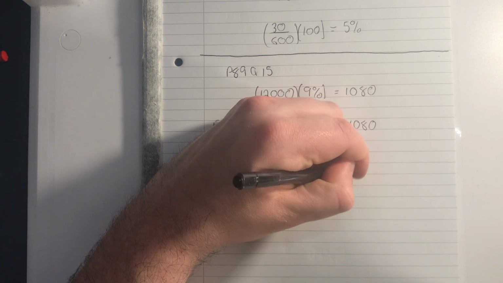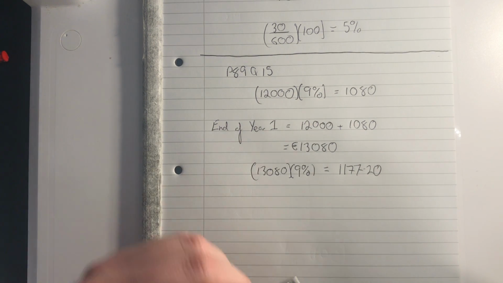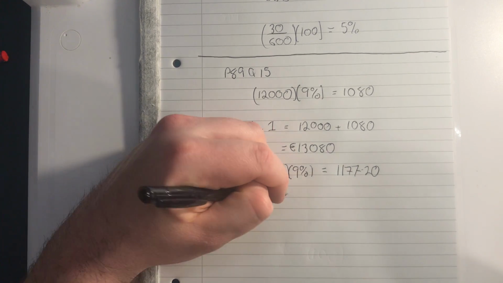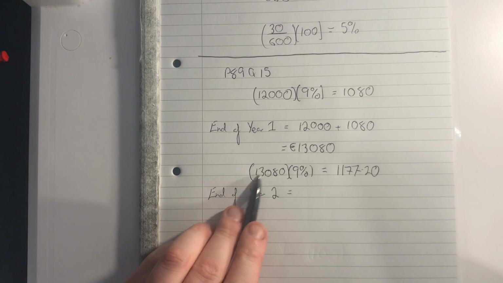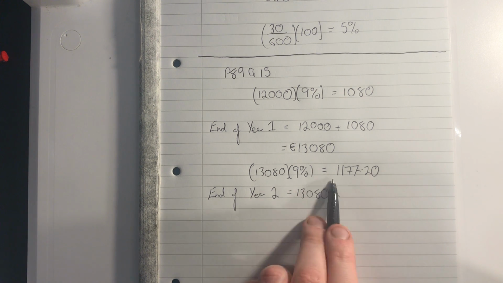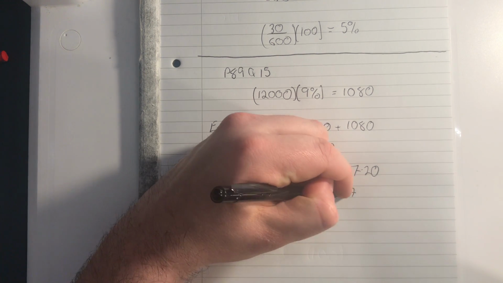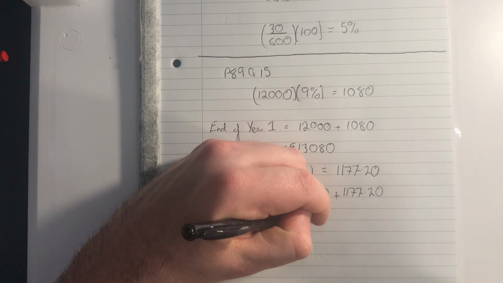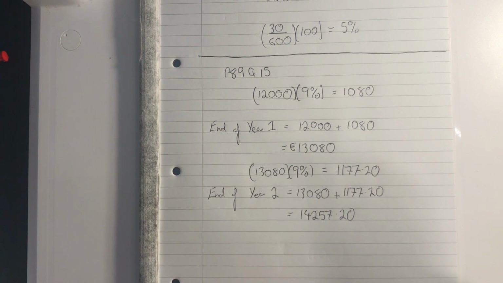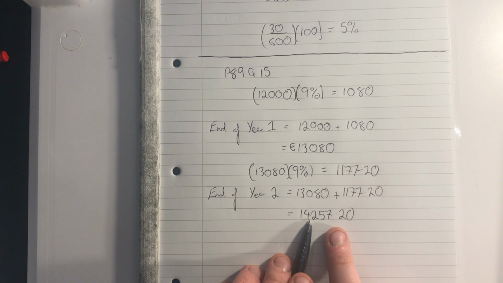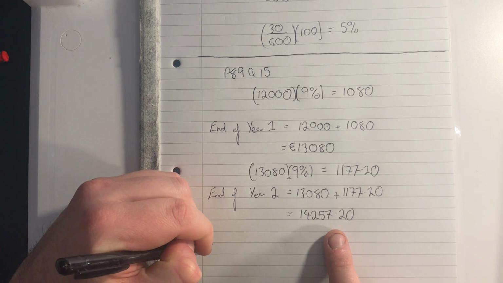Which is equal to 1177.20. So end of year 2, it's equal to what we started year 2 with, 13,080, plus the interest it grew by, which is 1177.20. So that's equal to 14,257.20. So that figure is what we end year 2 with, so that figure is going to have to be what we start year 3 with.